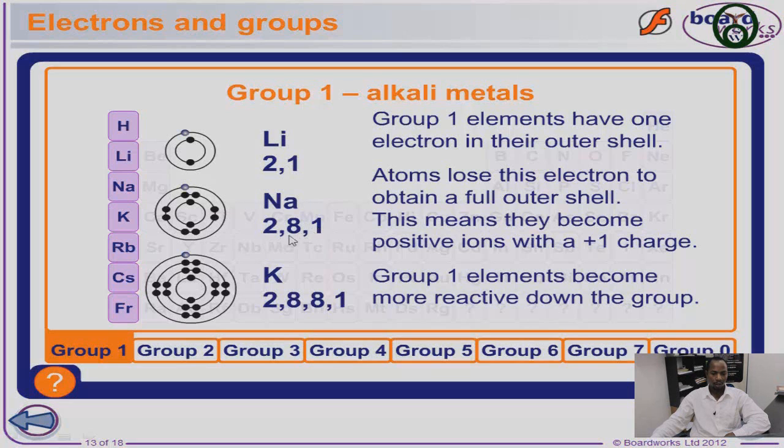If you look at the electronic configuration, it will be 1, 2-1, 2-8-1, 2-8-8-1, and so on. It will continue to end with 1 because they are in group 1. This is why they are in group 1 in the periodic table.